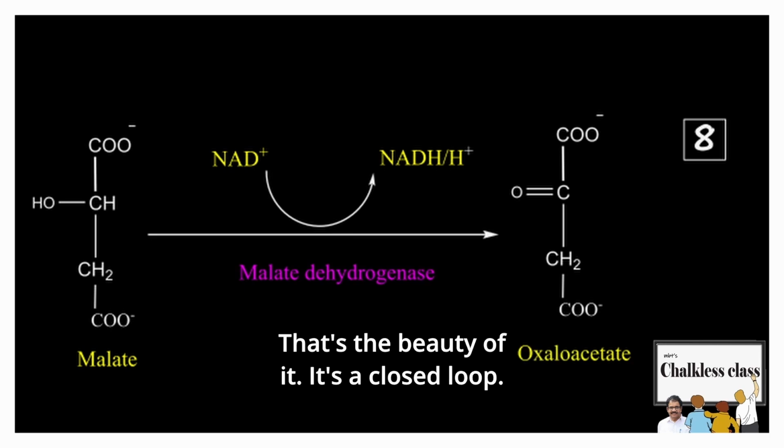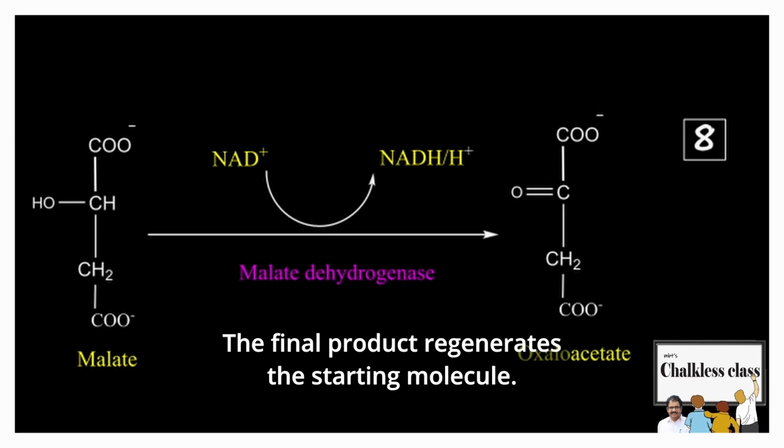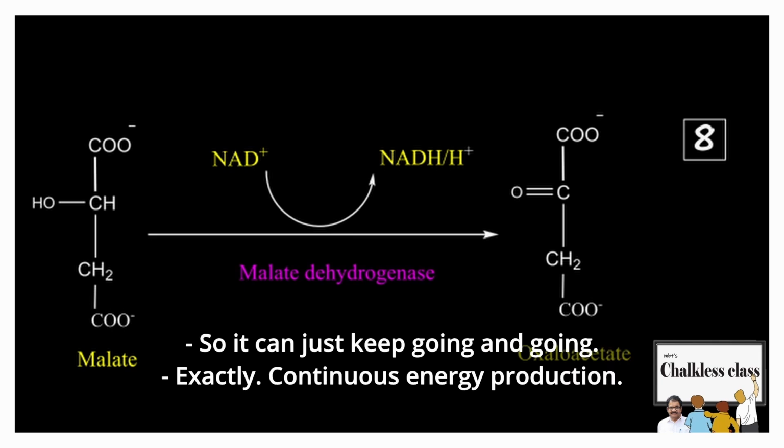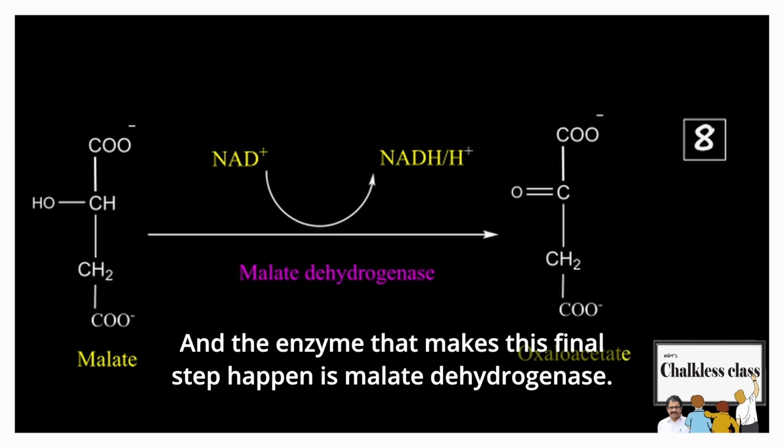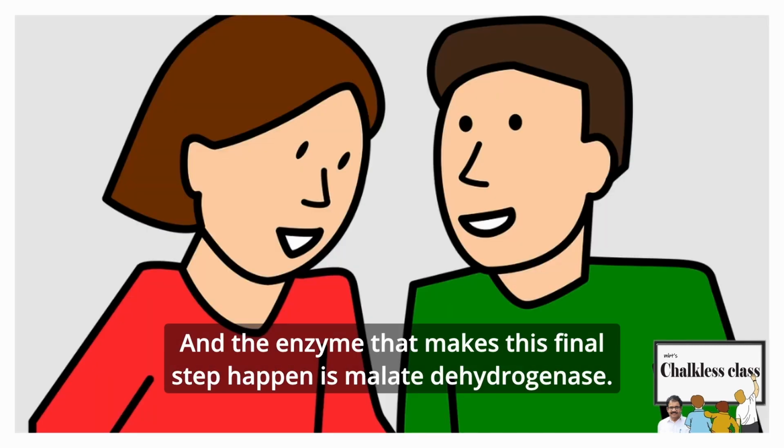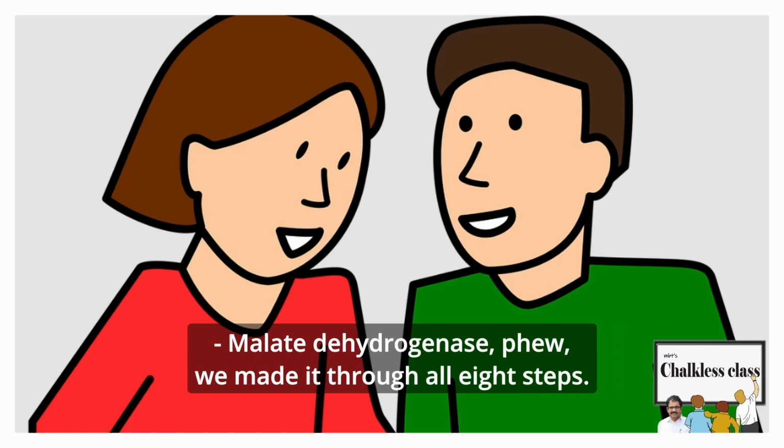That's the beauty of it. It's a closed loop. The final product regenerates the starting molecule. So it can just keep going and going. Exactly. Continuous energy production. And the enzyme that makes this final step happen is malate dehydrogenase. Malate dehydrogenase. Phew, we made it through all 8 steps.